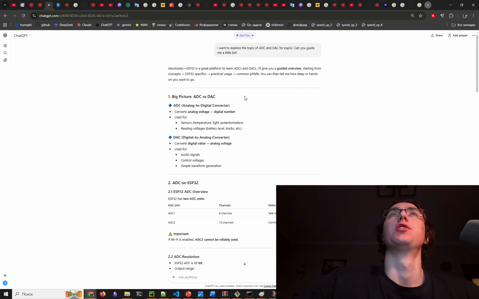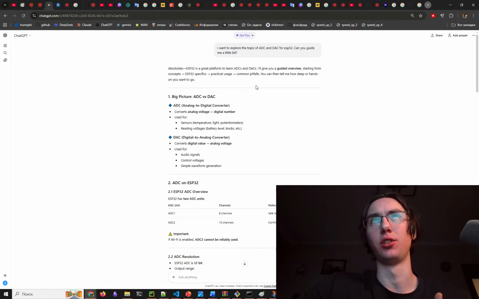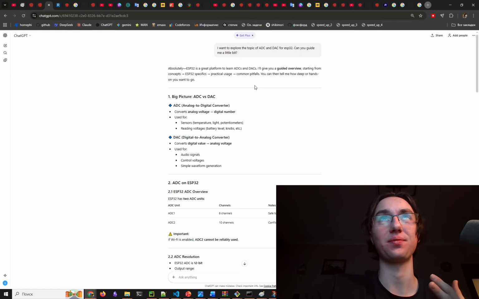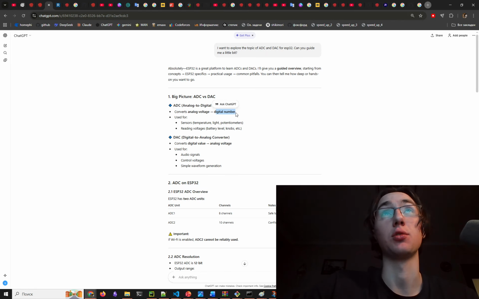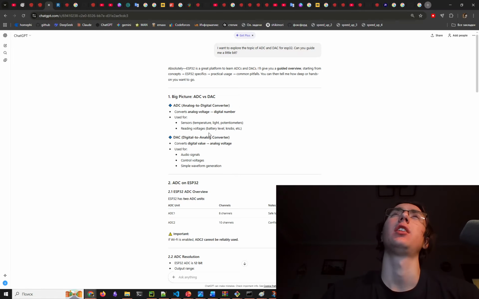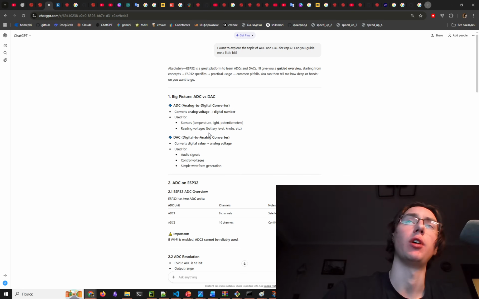Okay, so ESP32 is a great platform to learn ADCs and DACs. ADC is an analog-to-digital converter, and DAC is the opposite, the digital-to-analog converter, which converts different signals. ADC converts analog voltage to a digital number. As we all know, it's used for sensors and for reading voltages. So basically, the ADC is for inputs. Am I right?